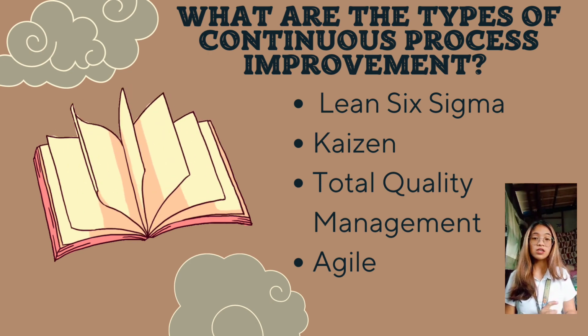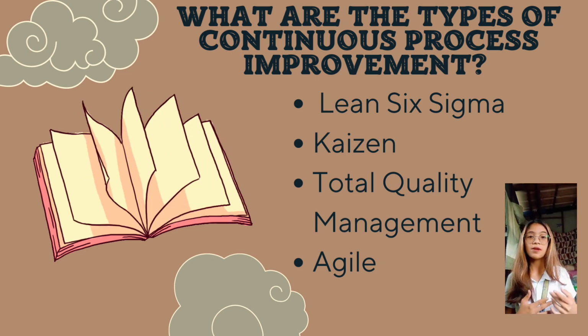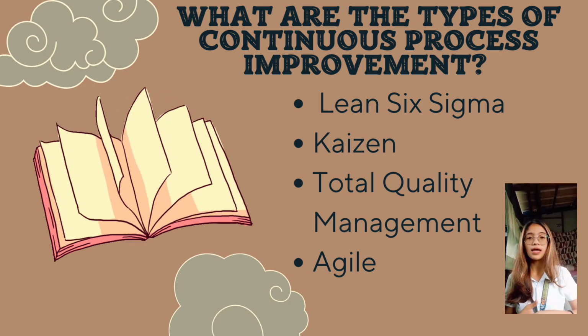So the second one is the Kaizen. Kaizen is a Japanese term meaning change for the better or continuous improvement, and it emphasizes small incremental changes implemented by everyone within the organization. Kaizen encourages a culture of ongoing improvement where employees are actively involved in identifying and implementing improvements.